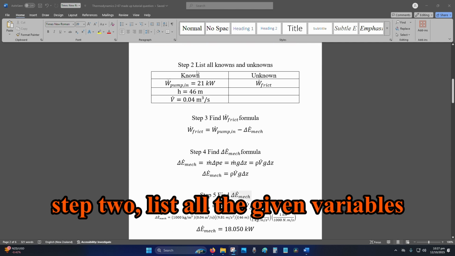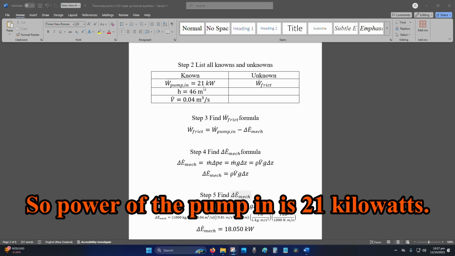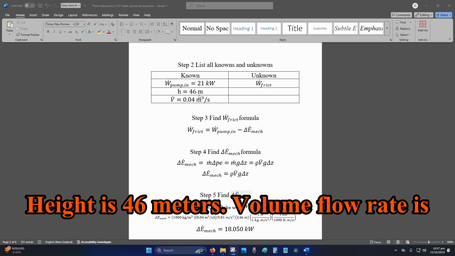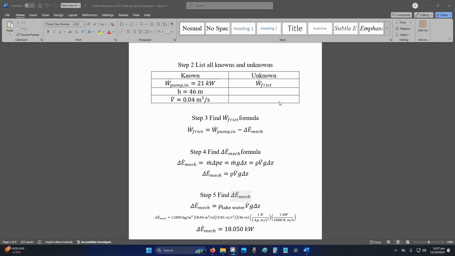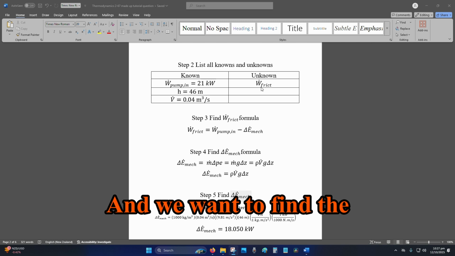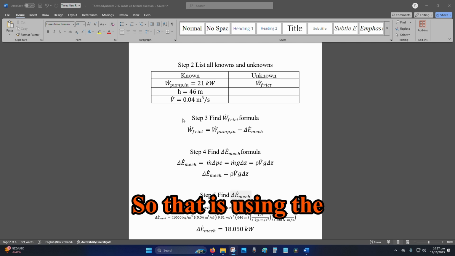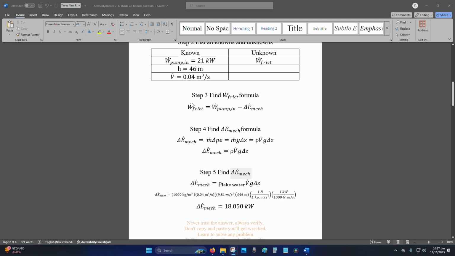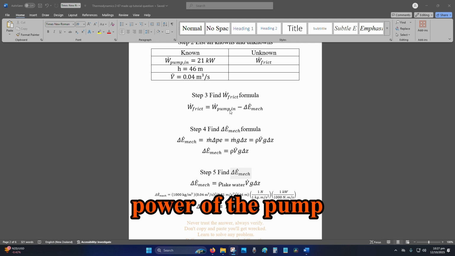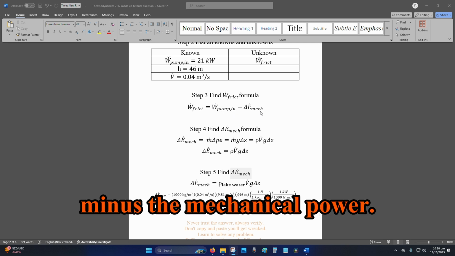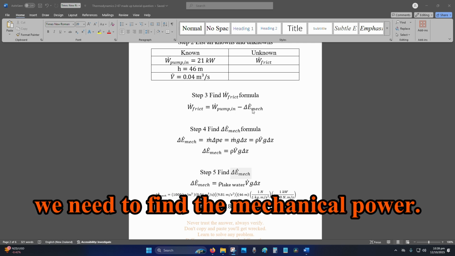Step 2, list all the given variables and find the unknown. So power of the pump in is 21 kilowatts, height is 46 meters, volume flow rate is 0.04 meters cubed per second, and we want to find the power from the friction. So that is using the formula in step 3. The power of friction is the power of the pump minus the mechanical power. So they give us the power of the pump, so we need to find the mechanical power.